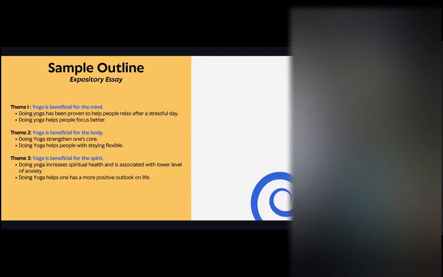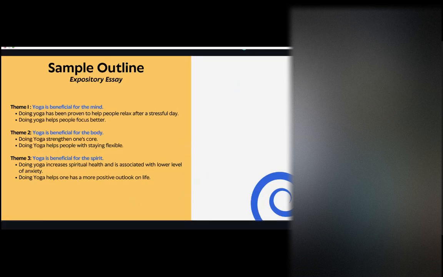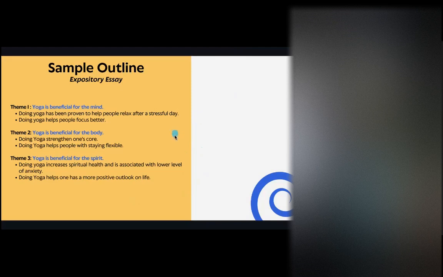So shall we try to reveal the thesis statement? Does anyone have a guess of how this statement will be? Please write it in the chat box. Okay, we'll reveal it then.